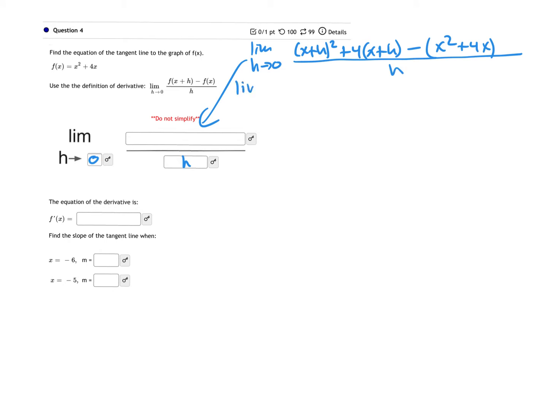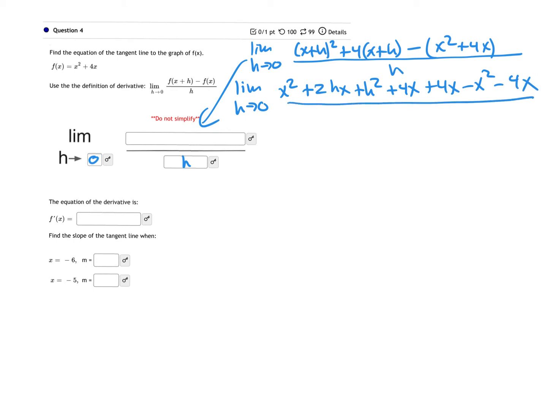So let's simplify. The limit as h approaches 0. So that's going to be x squared plus 2hx plus h squared plus 4x plus 4h minus x squared minus 4x, all of that over h. So let's see what will cancel out. Negative 4x, positive 4x.